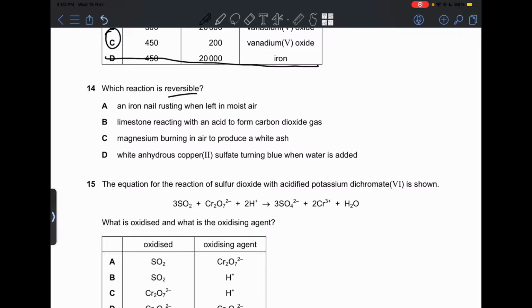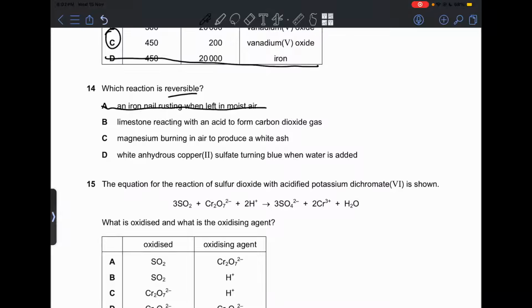So A says an iron nail rusting when left in moist air. This is a chemical reaction, because there is new product formed. So this is not a reversible reaction. You cannot return it back to its original state. B says limestone reacting with an acid to form carbon dioxide gas. Again, this is an irreversible reaction, because there's a new product formed, which is the carbon dioxide gas. C is magnesium burning in air to produce white ash. The same thing, there's a new product formed.